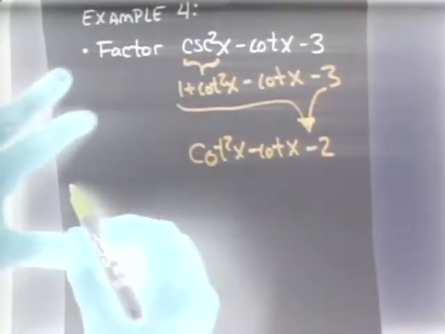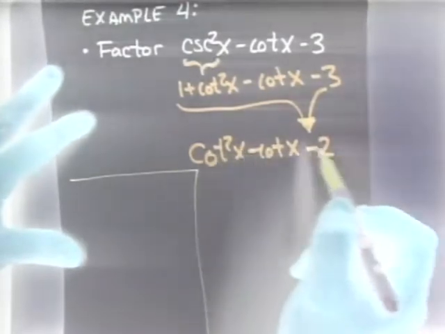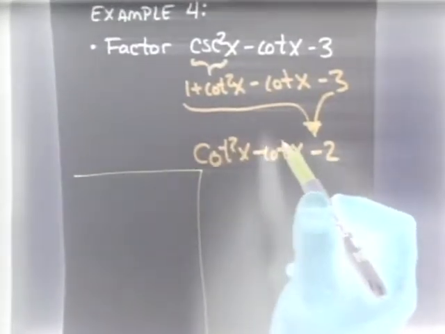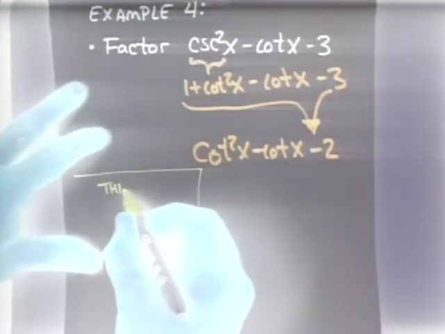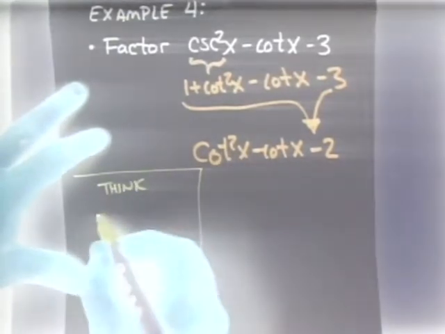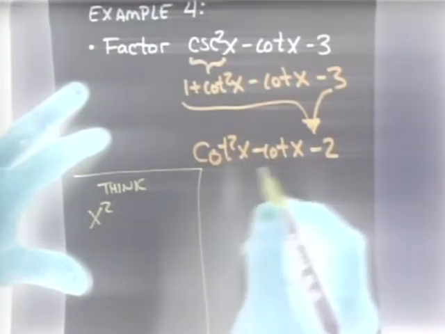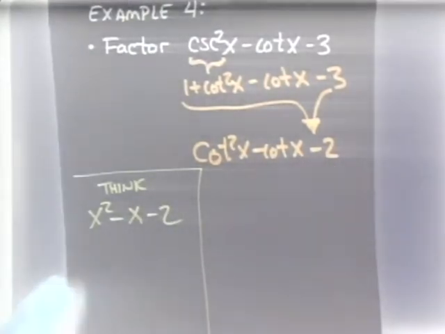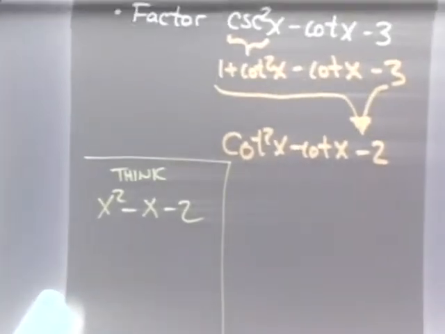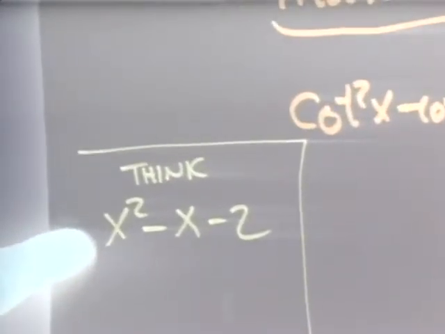I'm going to make a side note, though. I don't like to think about trig when I'm factoring. So I'm going to put a little think box here. Instead of cotangent squared, let's just think x squared. Let's just put minus x and then minus 2, and think about factoring that. When it doesn't have a coefficient here, it's easier to do.